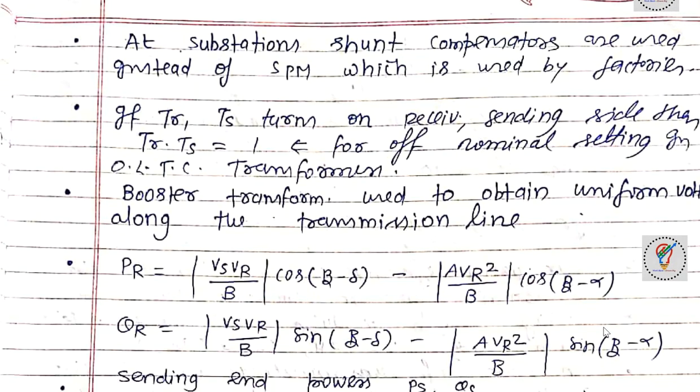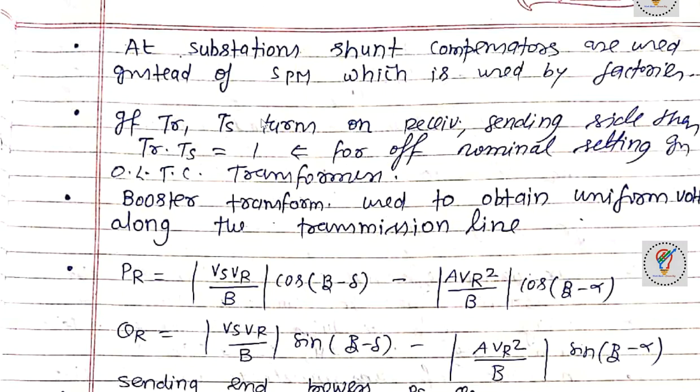Next case: at substations, shunt compensators are used instead of SPM, which is used only in factories. If the transmission line has TR and TS on the receiving and sending end side of the on-load tap changing transformer, TR and TS are the tap changing ratios, which are equal to 1 for off-nominal settings. Why are we doing this? Because in order to control the voltage, we can use on-load tap changing transformers.